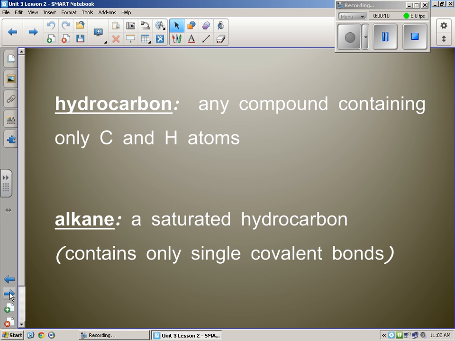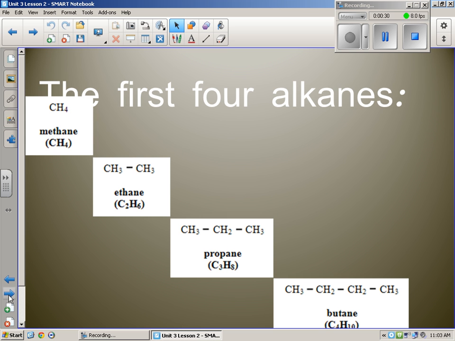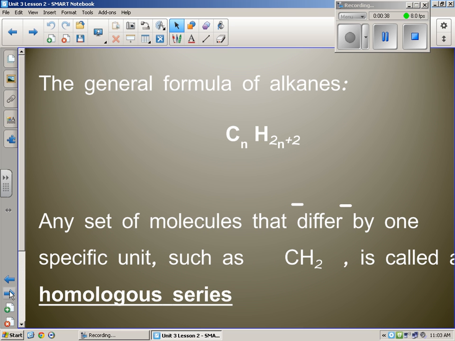Couple things to remember. There's lots of little key parts here that you want to remember. Hydrocarbon: any compound containing carbons and hydrogens, of course. Alkanes are saturated hydrocarbons. That means all the carbons have single bonds, with hydrogens all the way around filling up the rest. So that's a saturated hydrocarbon. It contains only single covalent bonds. Here are the first four alkanes we talked about last day, which of course are methane, ethane, propane, butane. And the general formula of alkanes is CnH2n+2. Any set of molecules that differs by 1 is called a homologous series.